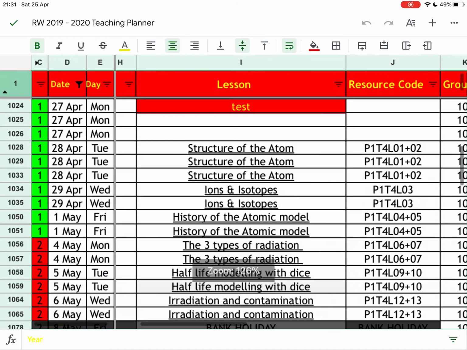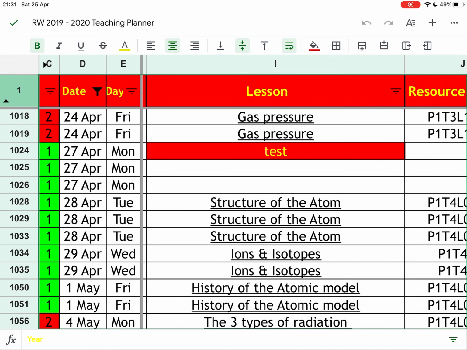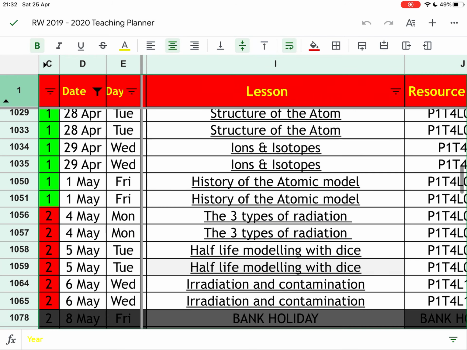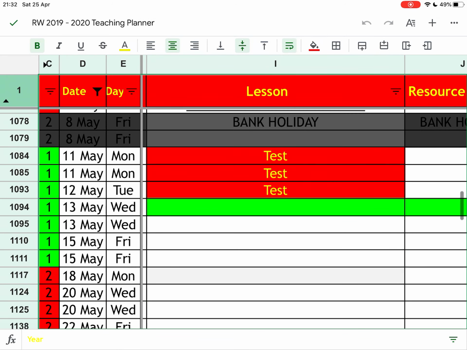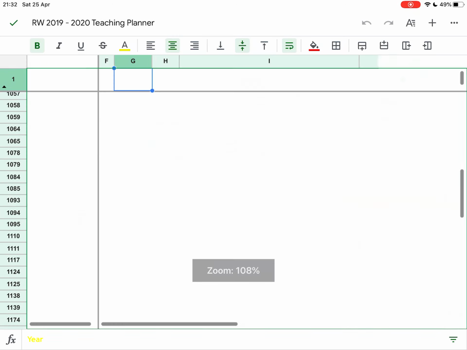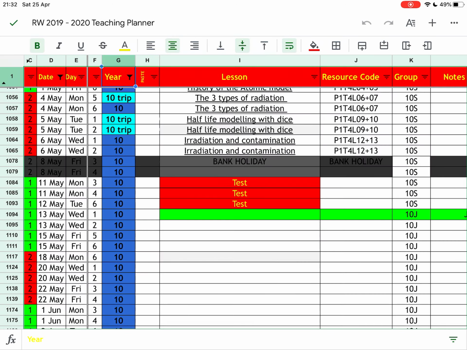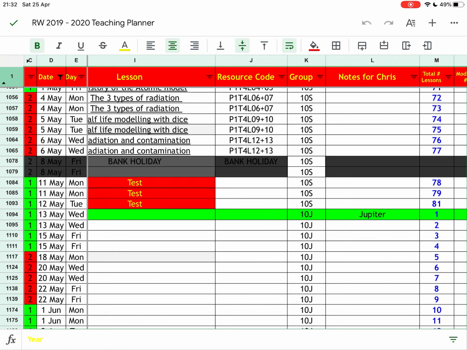So we're going to start from the 27th of April, and it's going to take us, ignore what's written in the boxes, because obviously that was if I was going to be at school. But it's going to take us through for the next 2 weeks. The Friday is a bank holiday, halfway through to the Wednesday, and then Wednesday the 13th of May, you're going to hop over and start B2.